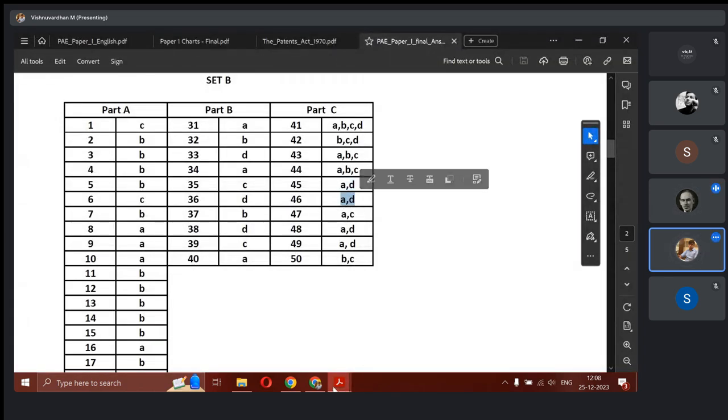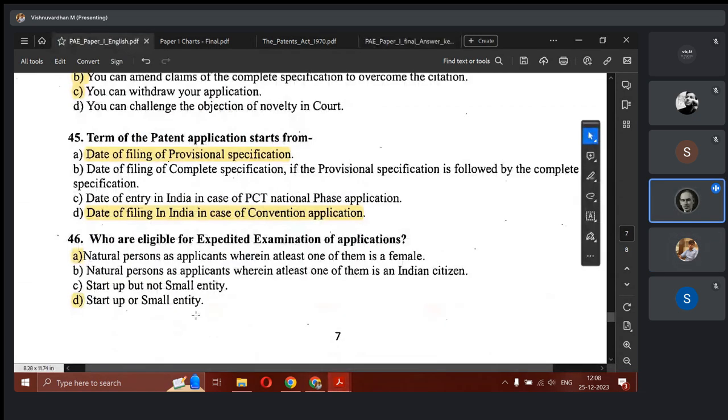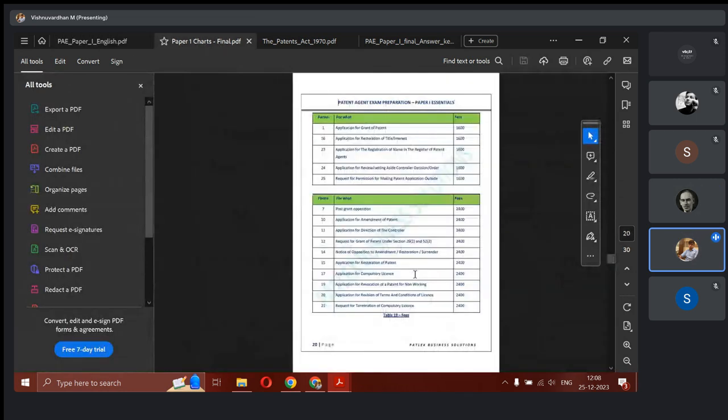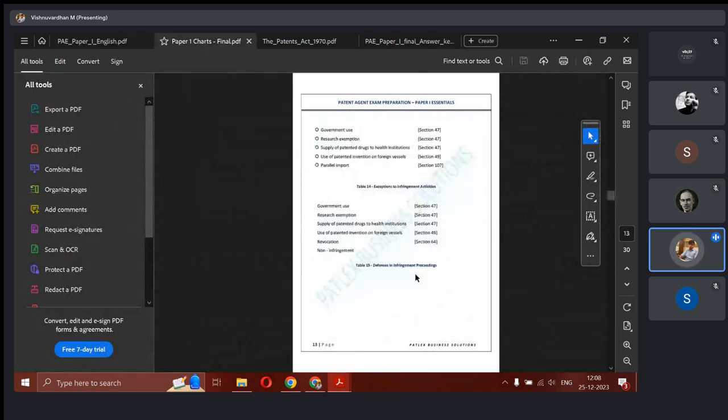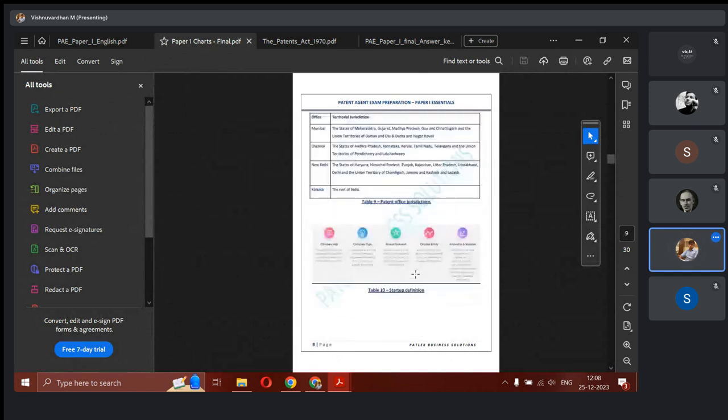Chalo, thank God. Vishnu, wow. What is exactly the difference between startup and a small entity? Are there any parameters? Exactly. There is an exact difference which is given in this Brahmastra only. Where is it? So they've given the exact difference between a startup and a small entity. See here, it's given here.